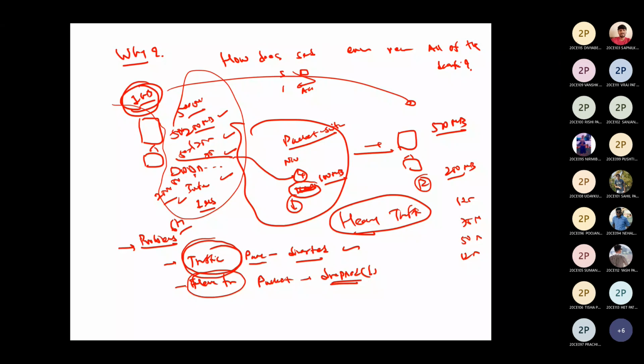Okay, the 1 GB of data will be broken into small chunks, and the chunk size is 1500 bytes. It is already there; it's a packet switching network.